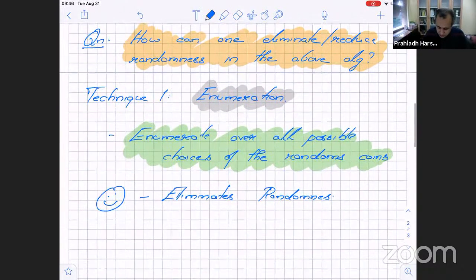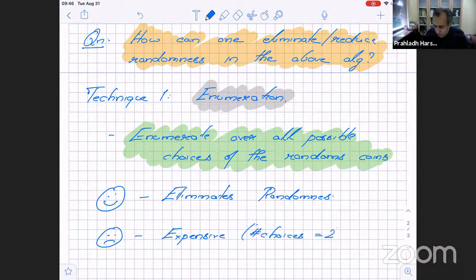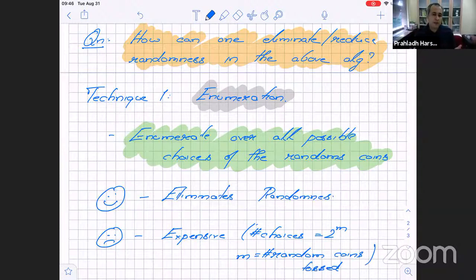But on the negative side, it's too expensive. Invariably, the number of choices is 2^m, where m is the number of random coins tossed. So this is a trivial way of getting randomness, but m is usually polynomial, as in this particular example, where m was n. This is not a satisfactory answer at all.